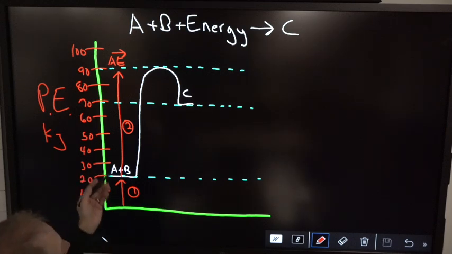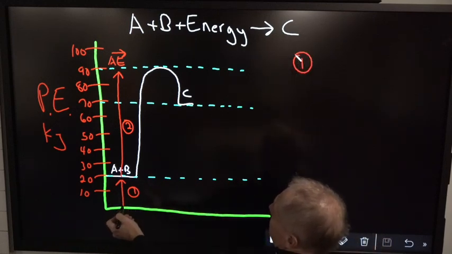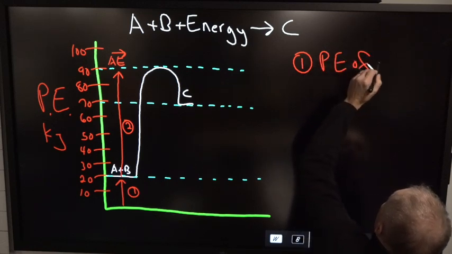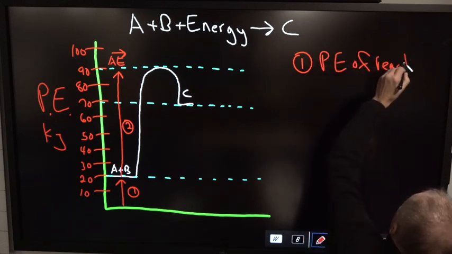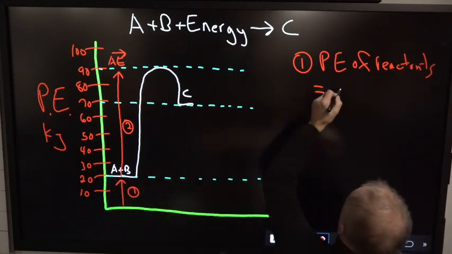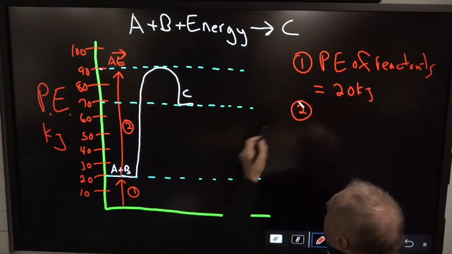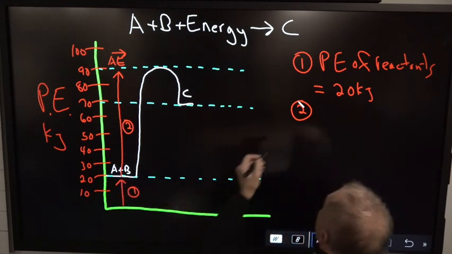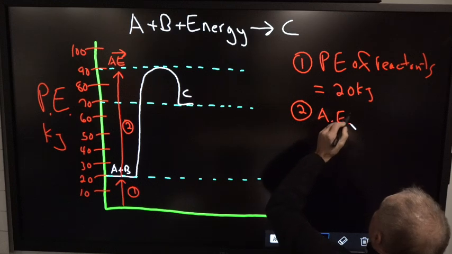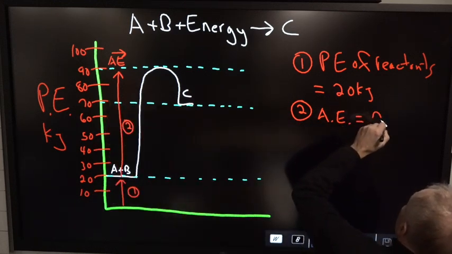So what we can write down is this. Circle number 1, that is the potential energy of the reactants. PE of reactants. And that equals 20 kilojoules. Circle number 2 is the activation energy, AE, equals from 20 to 90, 70.